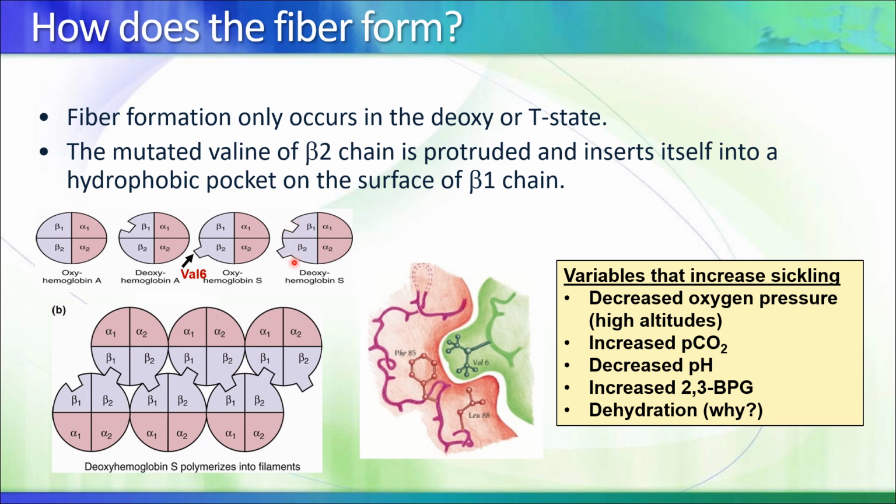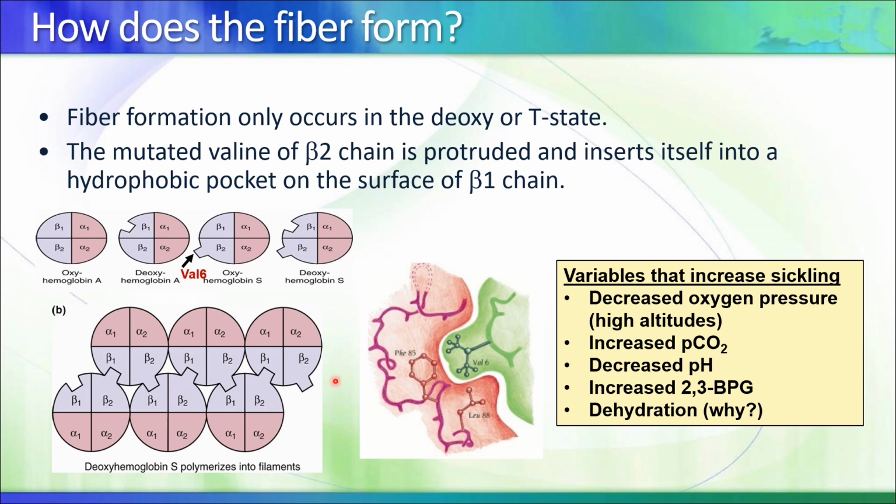So what happens is that this protrusion of one molecule would fit into the pocket of another molecule. So here you have the hydrophobic pocket right here. That's the protrusion, and the protrusion would fit into the hydrophobic pocket. So right here you have the valine protrusion, and it gets inserted into the hydrophobic pocket. Okay, so that would cause clumping of the hemoglobin molecules.